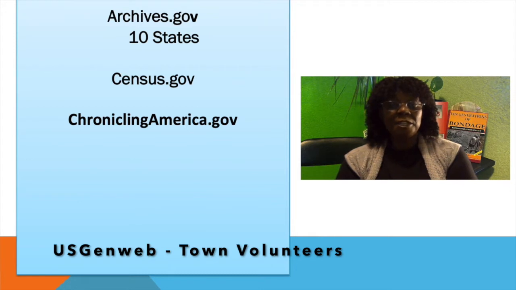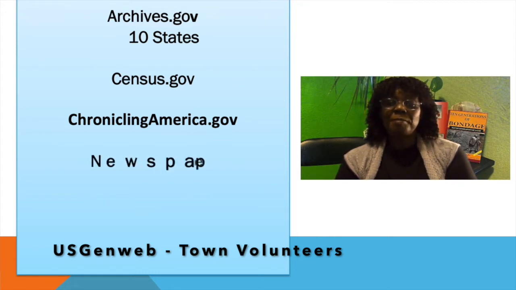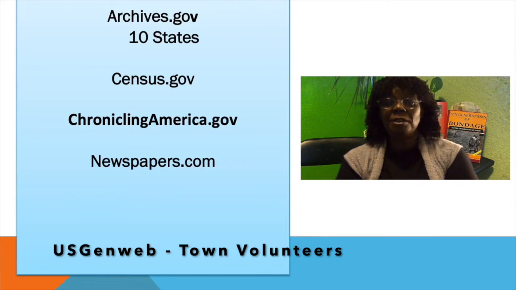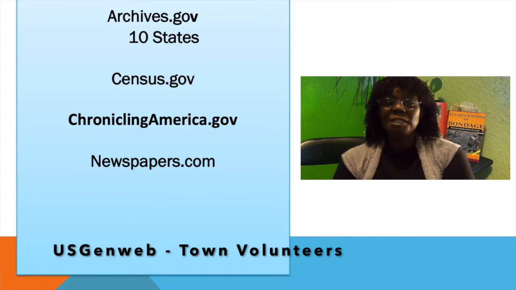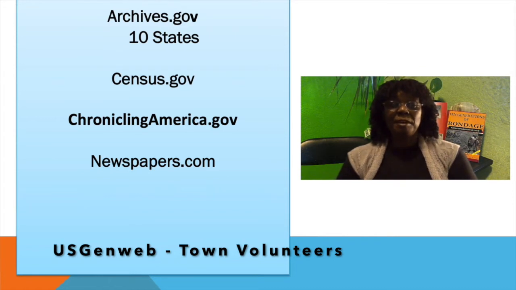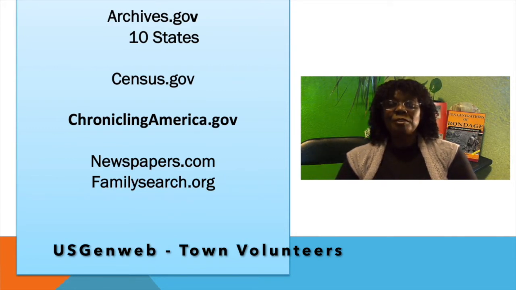chroniclingamerica.gov, which is a newspaper website. Also, there is a newspaper website that's excellent called newspapers.com. You can look at old newspapers, and they have obituary notices, marriage notices, death notices. They have a lot of information for you. One that I find useful is a site called familysearch.com. I was actually surprised at this site. There's so much on it. But you can go to familysearch.com.